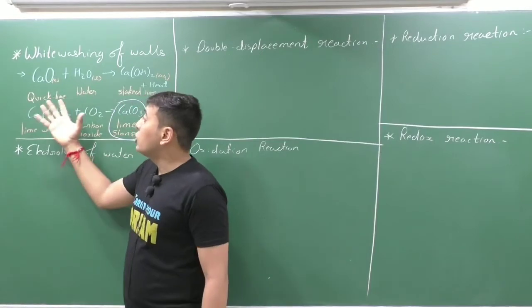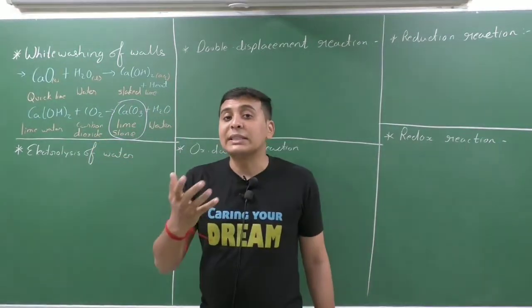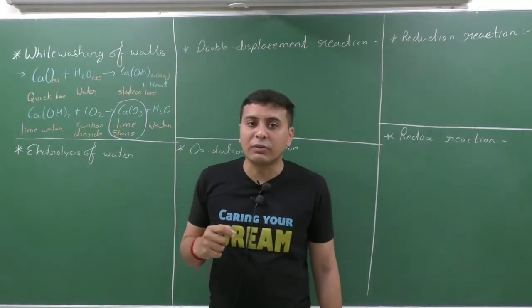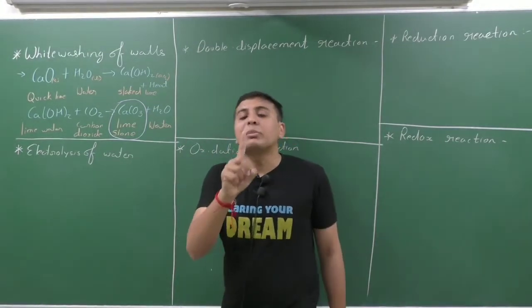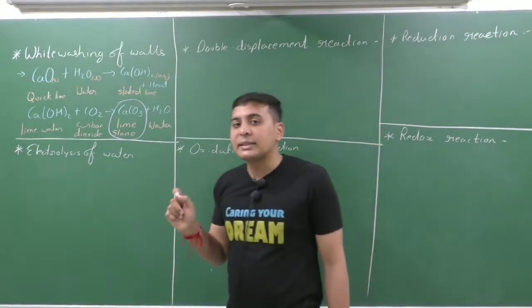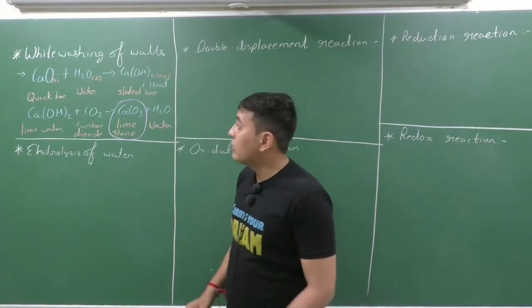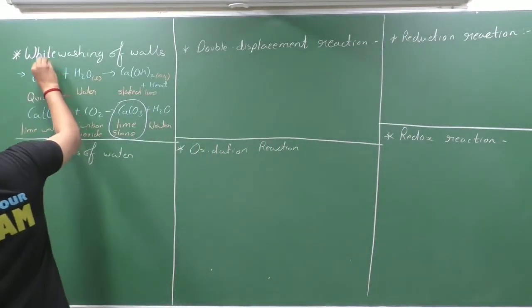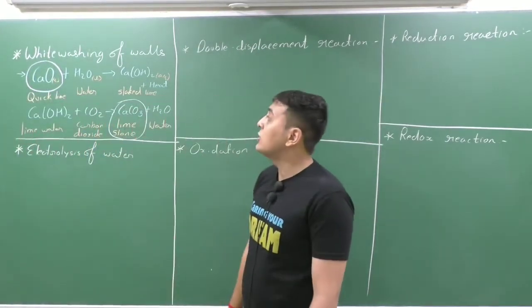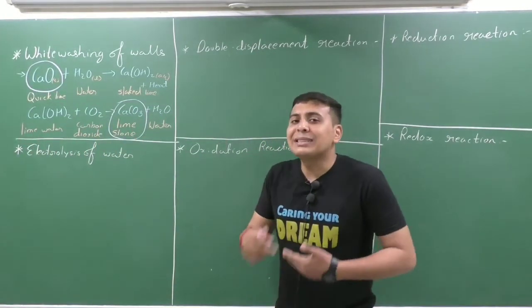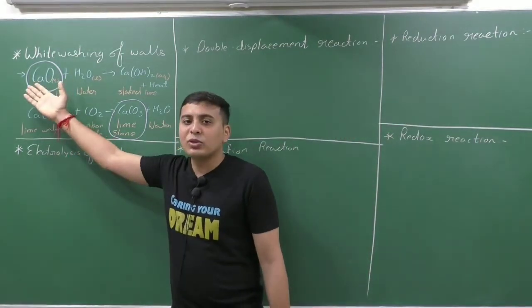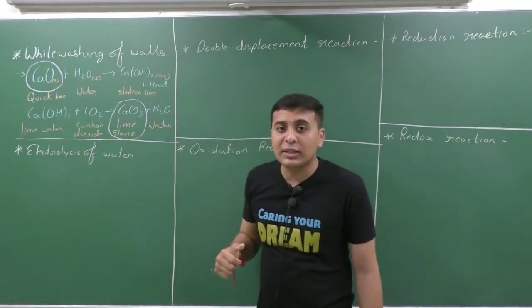It can be asked in 2 to 3 marks, what reactions are involved in the whitewashing of walls and which chemical is used for the whitewashing of walls. If it is a 1 mark question, and it is asked which chemical is used for the whitewashing of walls, then calcium oxide is used for whitewashing of walls. Besides calcium oxide, you can also write quicklime. Quicklime, that means calcium oxide.